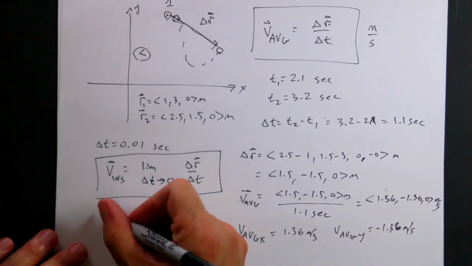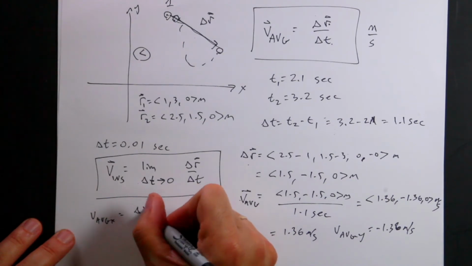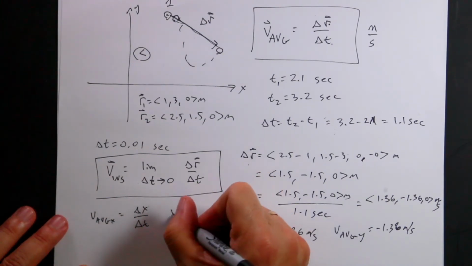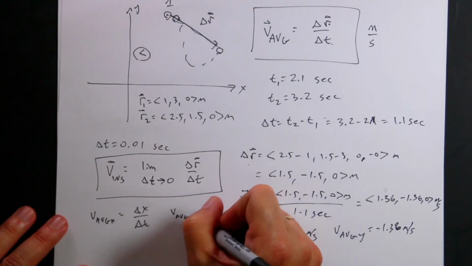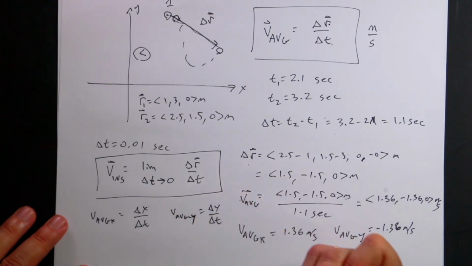I could also write it like this. v average x equals delta x over delta t. v average y is delta y over delta t.